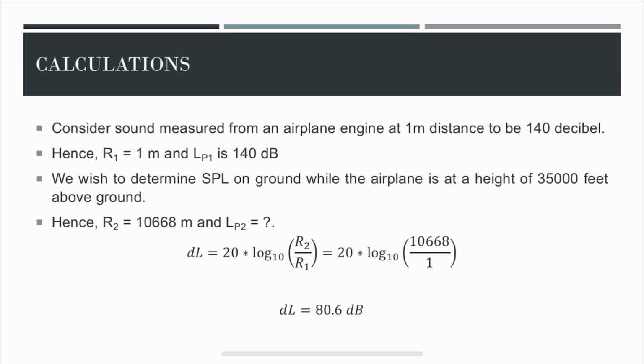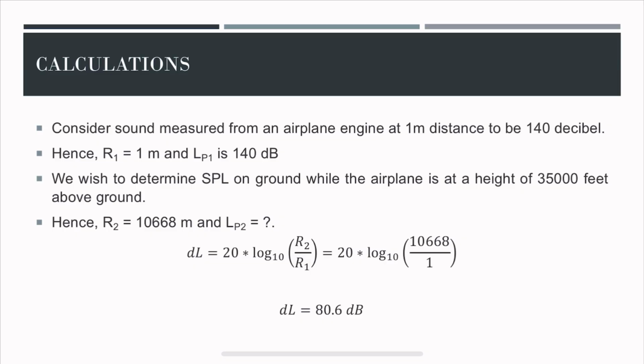So let's plug those into our actual case study, where we're measuring the airplane sound at 1 meter distance, and that sound is actually 140 decibels. So R1 is 1 meter, LP1 is 140. We wish to determine what sound we hear on the ground. So we know the height, we don't know LP2. So R2 is known, which is 10,668 meter. LP2 is something that we have to find, so we can use the equation to capture it.